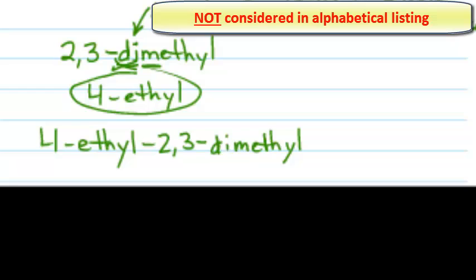And lastly, I'm going to name out the parent chain. Parent chain is 6 carbons long. That is hexane.